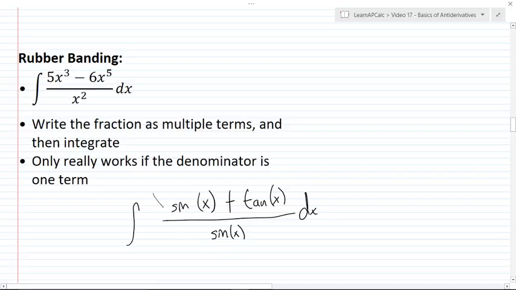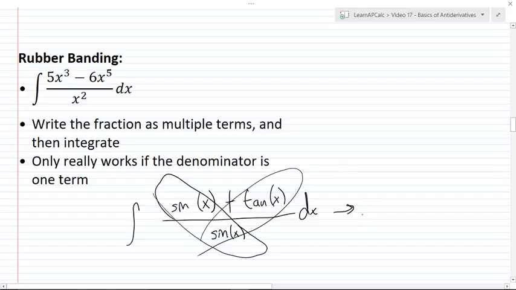So if we rubber band this, we can simplify this to the integral of sine of x over sine of x, which is just 1. And then tan of x over sine of x. Remember, tan is sine over cosine. 1 over cosine is just secant.